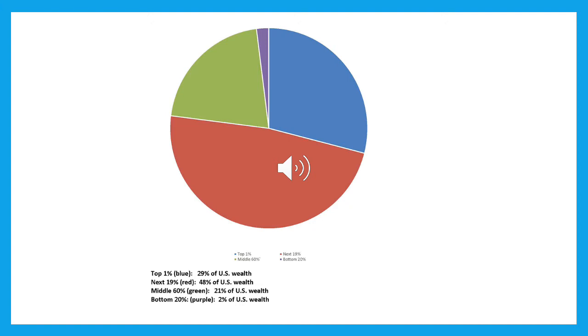And then in purple, we see the bottom 20%, the 20% of Americans who are the least wealthy, own just 2% of U.S. wealth. So this is the wealth breakdown of the United States. The top 20% combined own 72% of U.S. wealth. The middle 60% own 21%, and the bottom 20% own 2%.